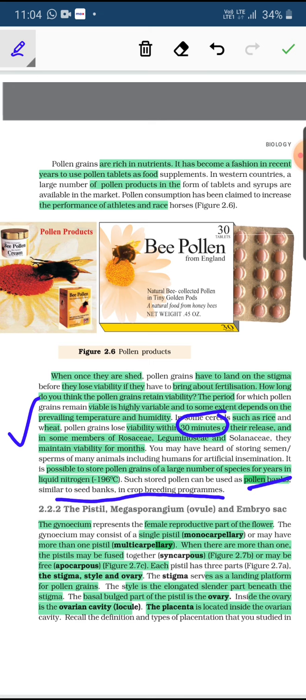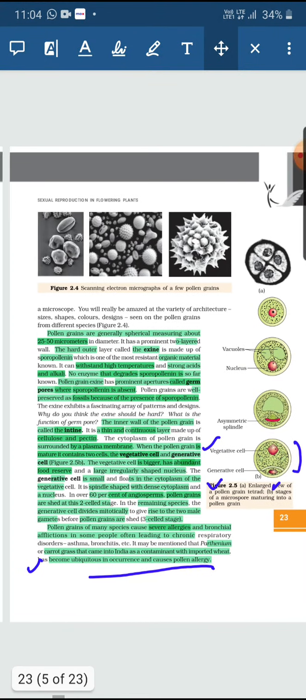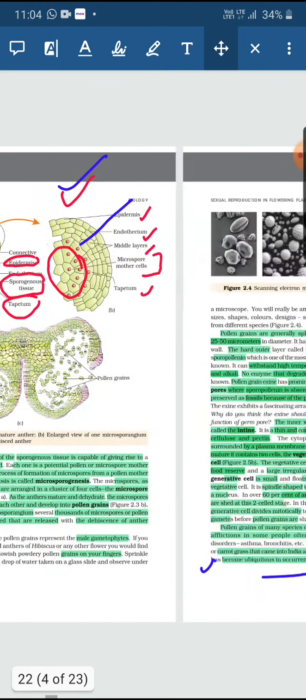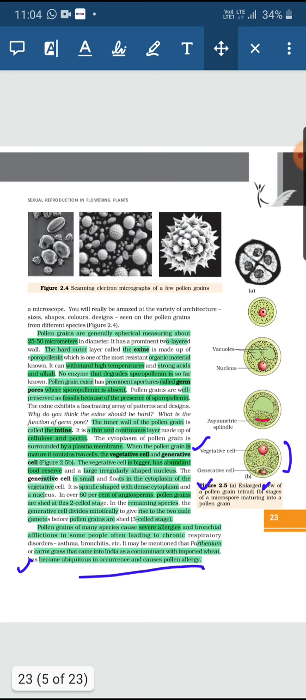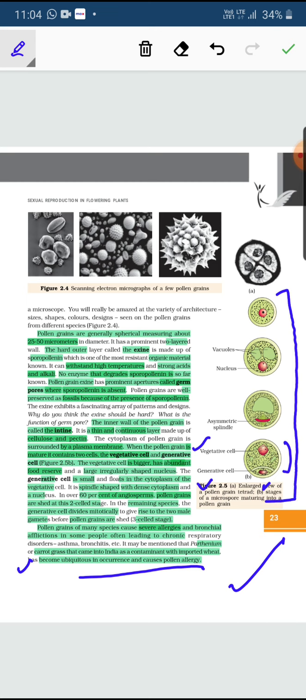Okay, so that's all about the pollen grains. I hope you have understood the topic. In this topic you should practice the diagram given here, figure 2.5D, the stages of the microspore maturing into a pollen grain. These diagrams are important from this figure.